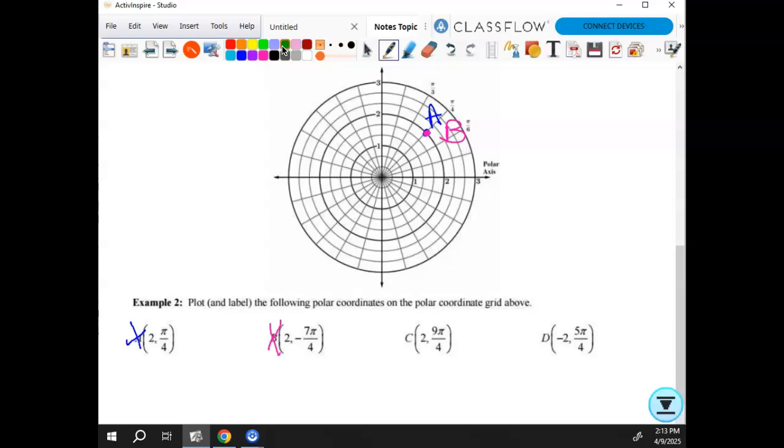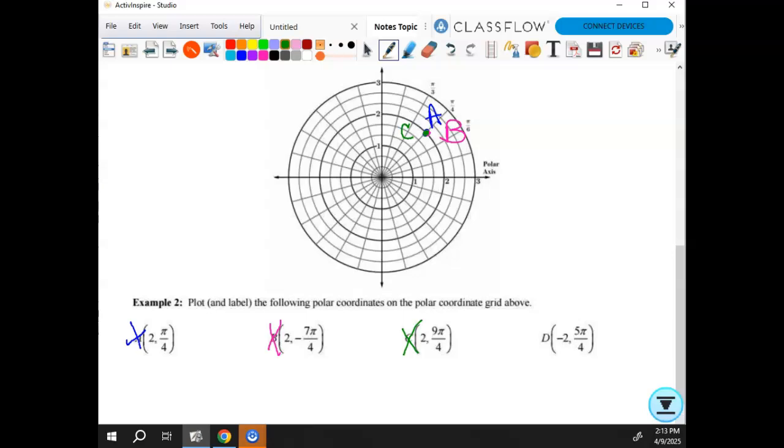All right. 2, 9 pi over 4. What quadrant does 9 pi over 4 live in? First. Very good. We'll go all the way around. Oh, look where I end up. Exact same place. I know we haven't done D yet, but there's actually an infinite number of ways to get there. It's like running around a track.